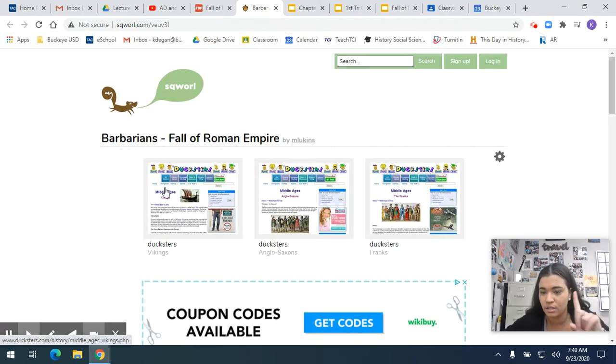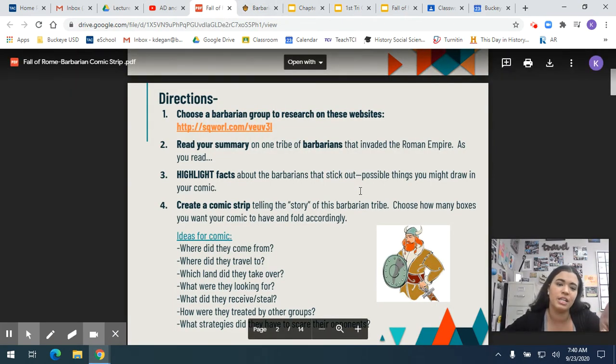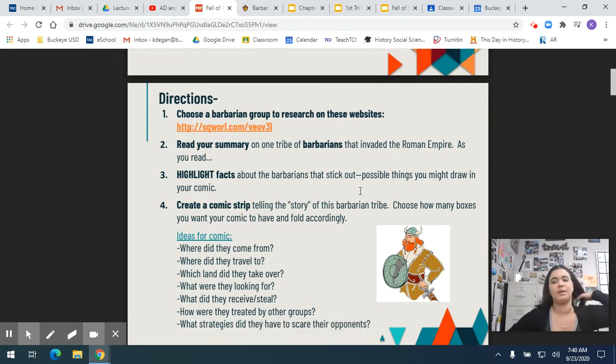You're going to choose one because you just have to choose one group. You're going to read the summary on one of the tribes of the barbarians that invaded the Roman Empire. As you read, you might want to take some notes that stick out as possible things you might draw in your comic. And then you're going to create a comic strip telling the story of a barbarian tribe.